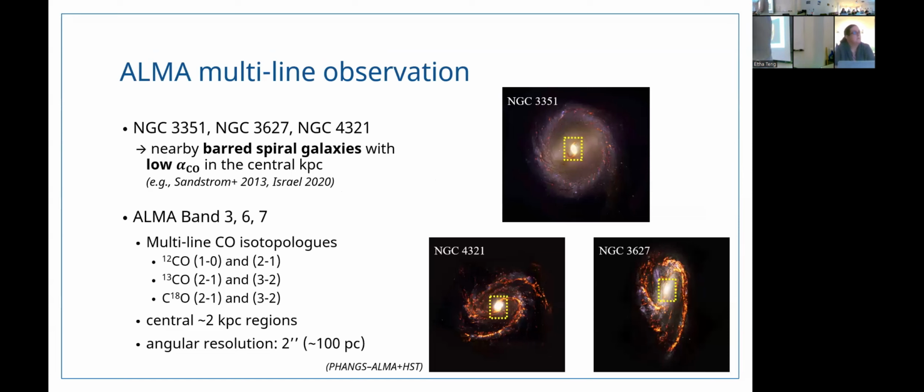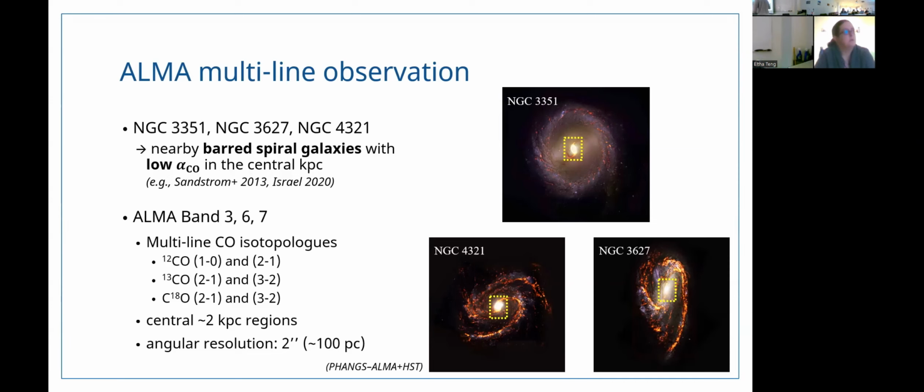So as a first step to understand alpha CO variations, we target three nearby barred galaxies because these galaxies were suspected by previous lower resolution studies to have substantially lower alpha CO values. And so we use ALMA to observe multiple 12CO, 13CO, and C18O lines towards the central 2 kiloparsec region of these galaxies. You can see that the regions we observe focus on the central bright and compact region that is even within the stellar bar of the galaxy.